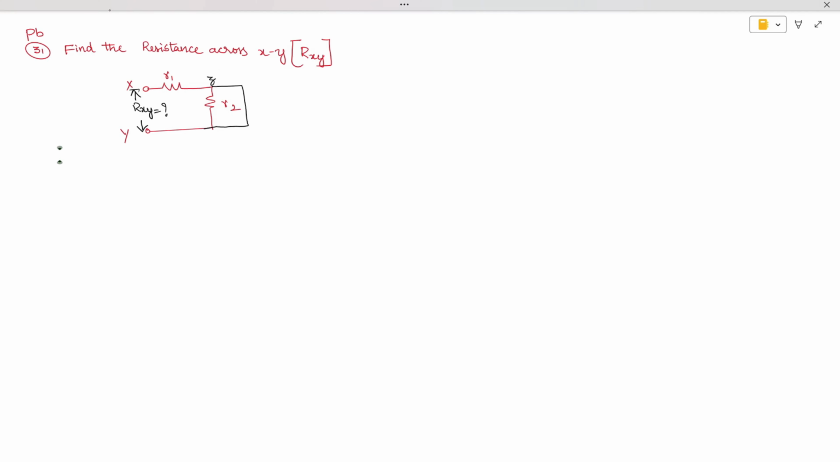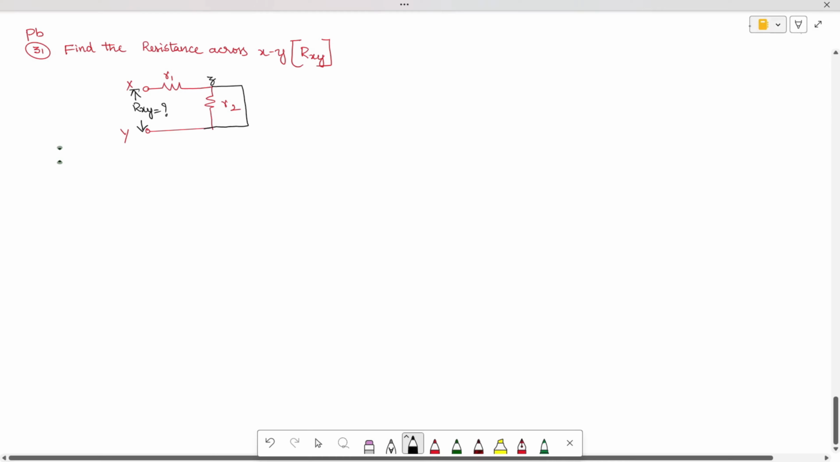Today we are going to solve problem number 31. Find the resistance across the terminals X and Y. Whenever you see this problem, you can understand here the current flows in R1 and it comes to R2 and it flows through the short circuit.